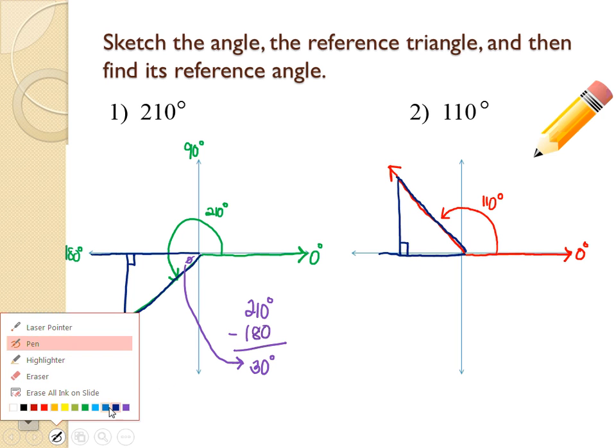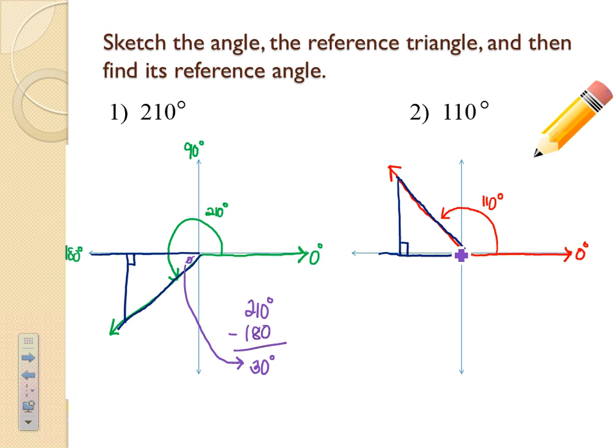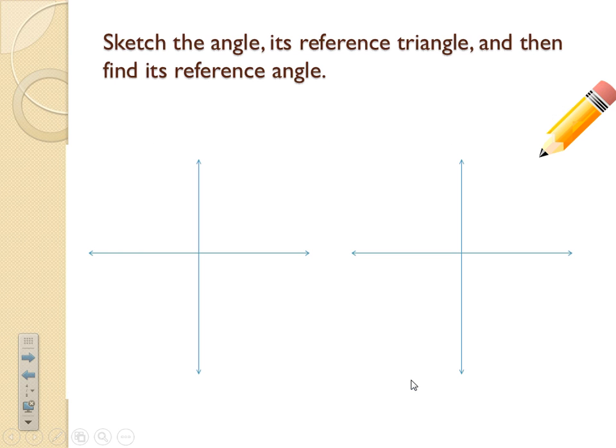Now I want to find my reference angle. Now my reference angle is here, but I want to actually find out what degree that is. So using the 180 x-axis there, I'm going to take 180 minus 110, and I'm going to get a 70-degree reference angle. Okay, let's try a couple more.